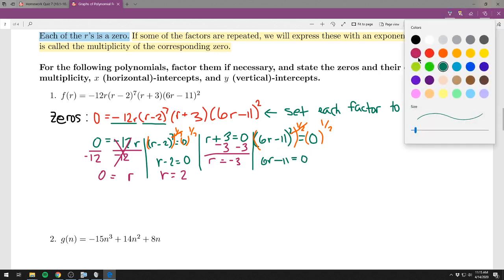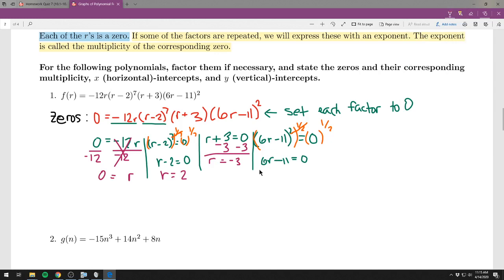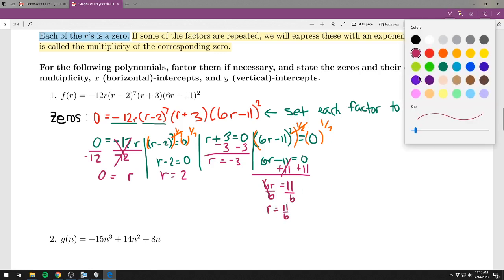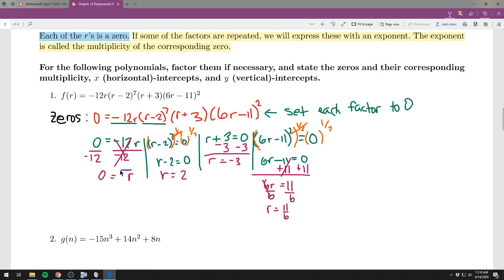Now finish solving this for r. Keep in mind this doesn't have just an r in here, it's a 6r. We add the 11 to each side. We got 6r equals 11. And we divide each side by 6 and we get r equals 11 over 6. All right, now what you just figured out are all the zeros. We have 0, we have 2, we have negative 3, and we have 11 over 6.